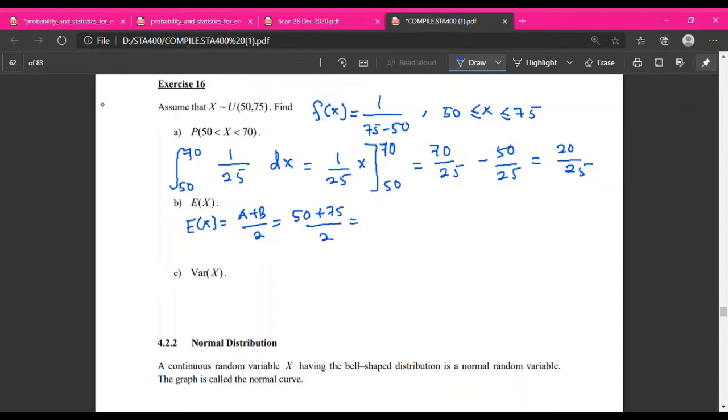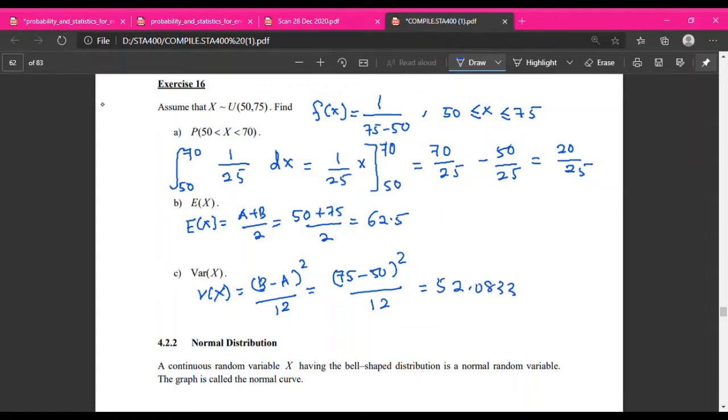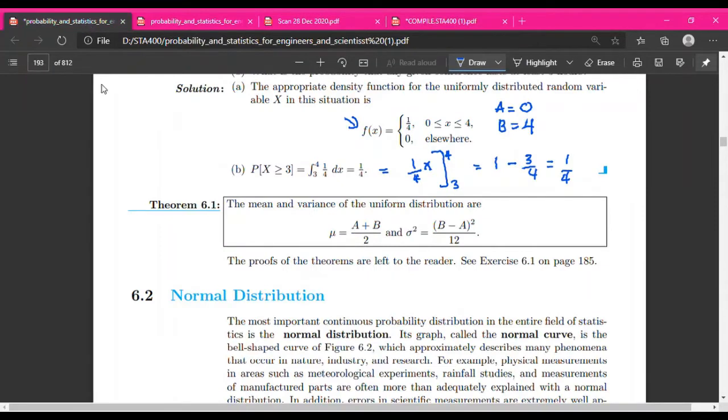Right? How about the variance? Will be b minus a square divided dengan 12. So it will be 75 minus 50 square divided dengan 12. Then you will get the answer straight away. So here you will get 62.5. Here you will get 52.0833. Ataupun you nak stay your answer in reciprocal atau pecahan pun tak ada masalah. Alright, so that is the uniform.